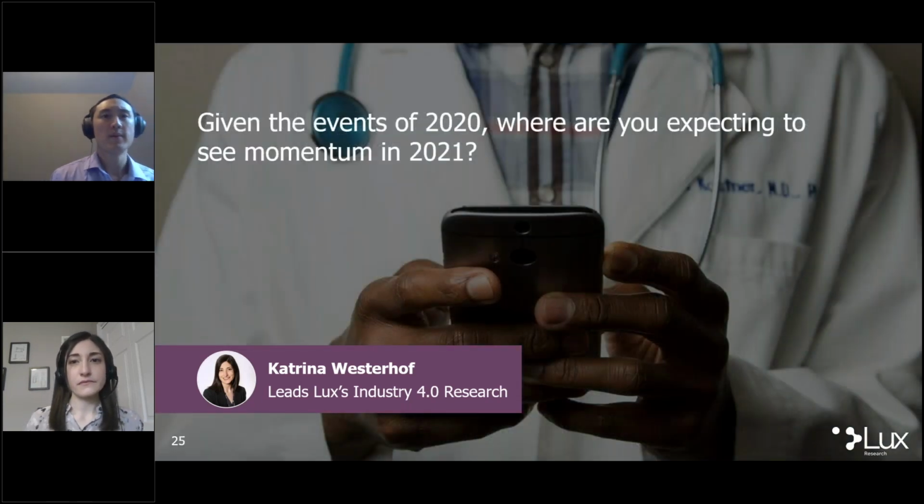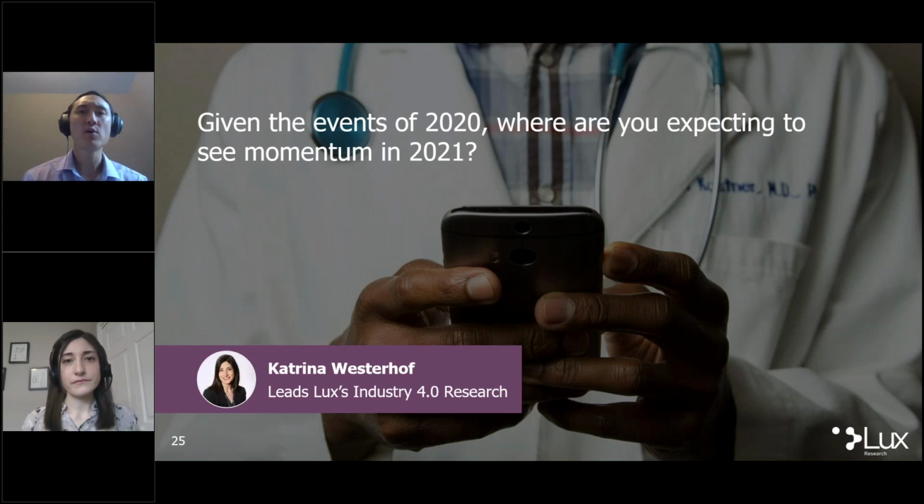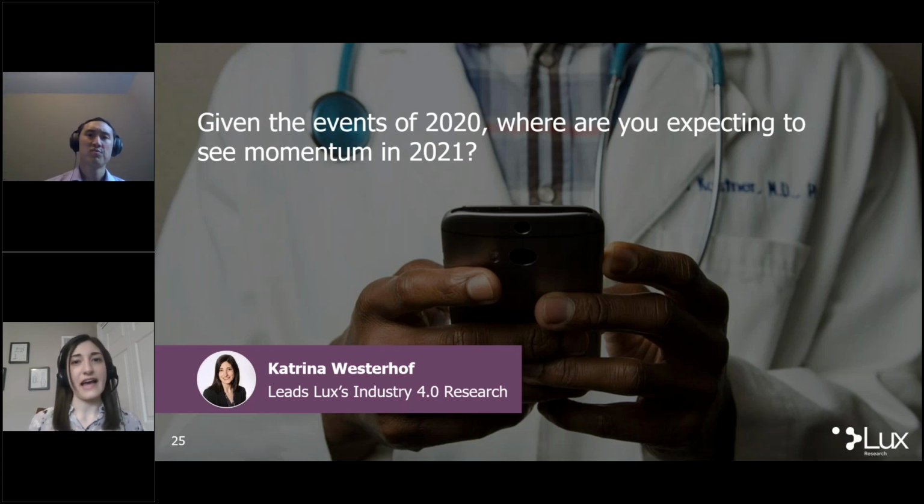And given some of what you've observed in 2020, what are the areas that you are expecting to see momentum in 2021, or where you're most excited? Yeah, so I'd say COVID was a big deal for digital here because digital is core to this idea of taking an in-person interaction or an in-person task and turning it into something that can be done remotely. And we saw this play out in multiple places.